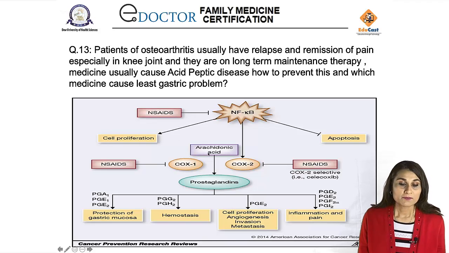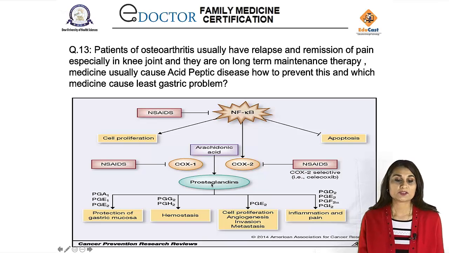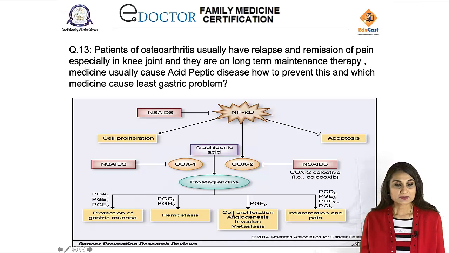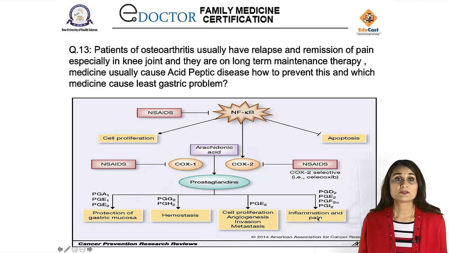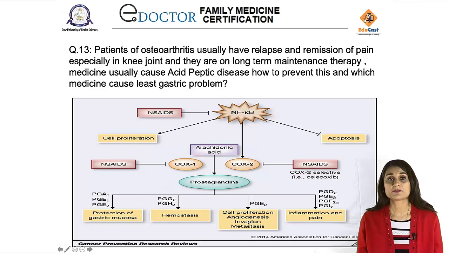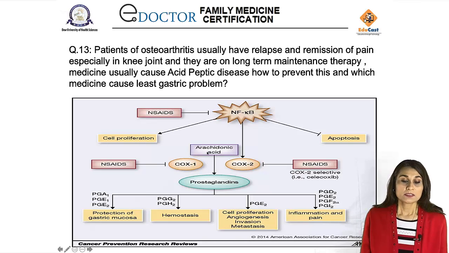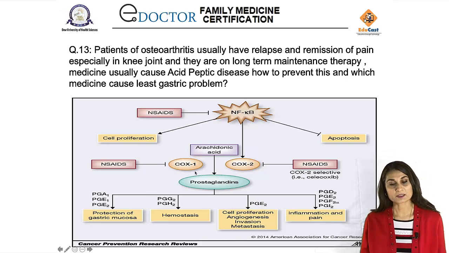So please do follow. We have arachidonic acid that is going to make our prostaglandins. We have different kinds of prostaglandins, and they work on different things. So we have protection of gastric mucosa. They help in homeostasis. Okay, they can cause inflammation and pain and proliferation, angiogenesis, different things also. The enzymes that convert arachidonic acid to prostaglandins are COX-1 and COX-2, cyclooxygenase 1 and cyclooxygenase 2.